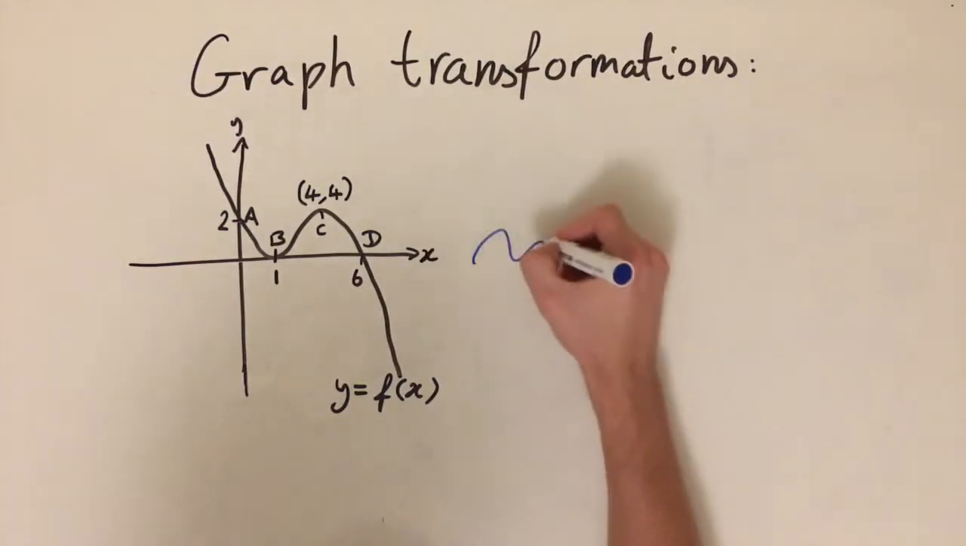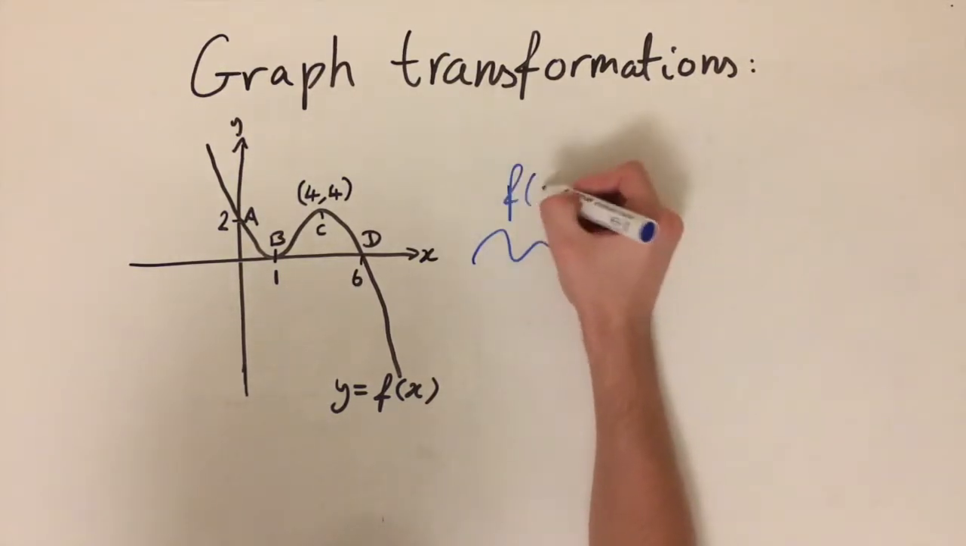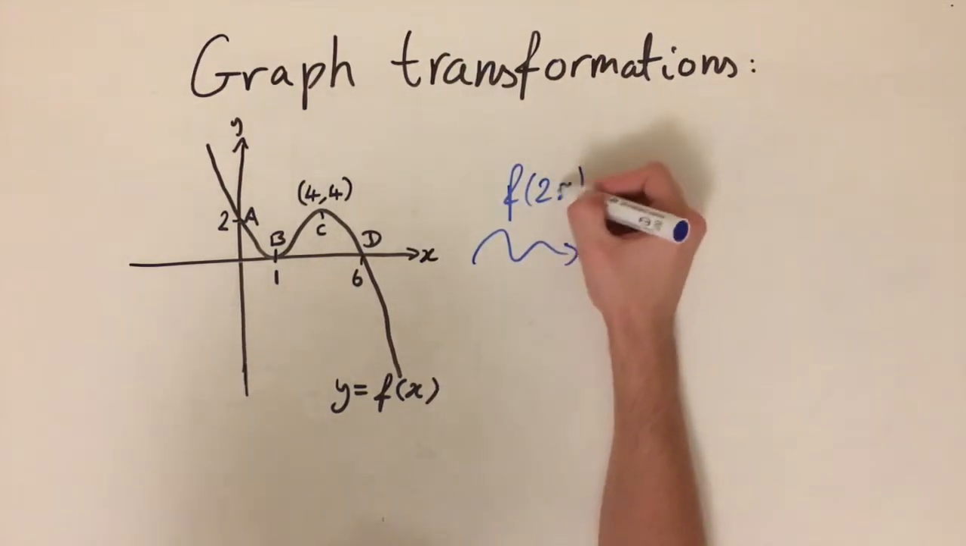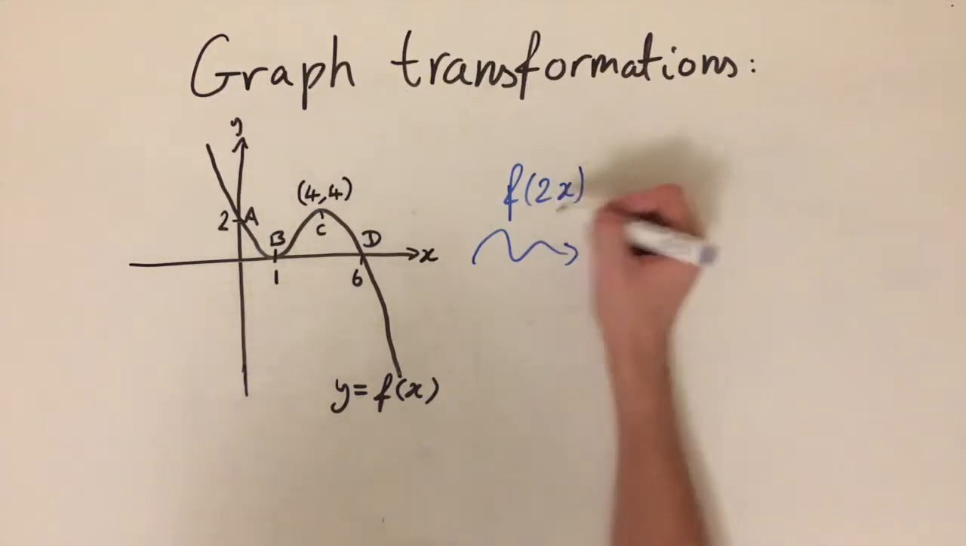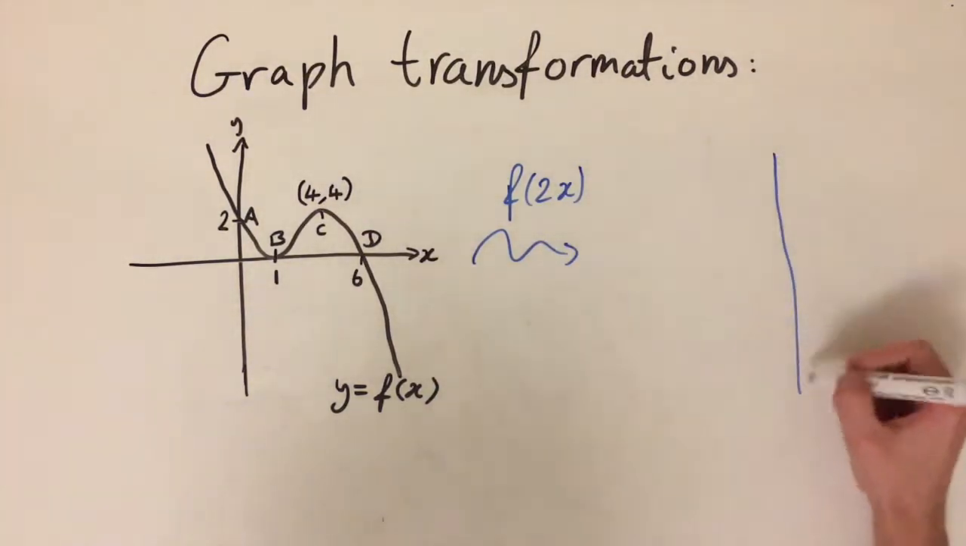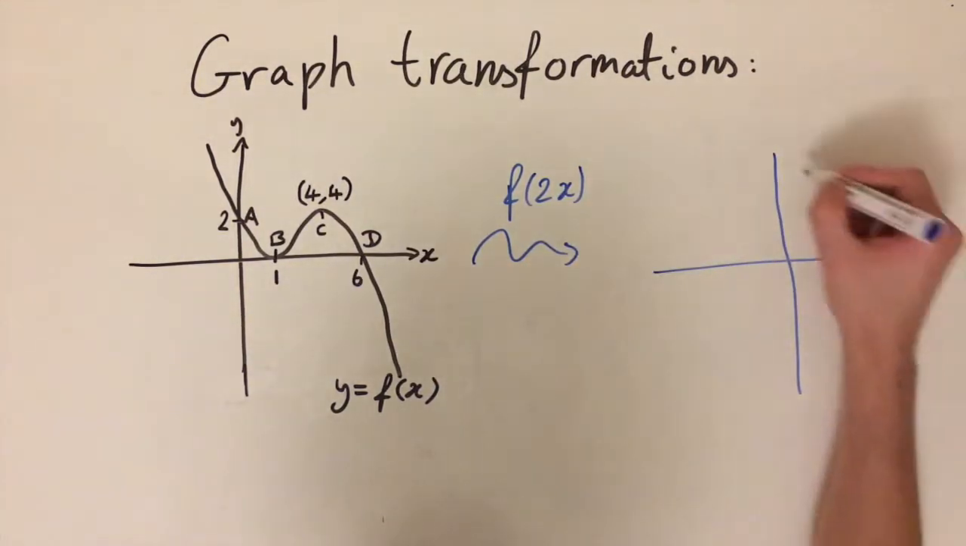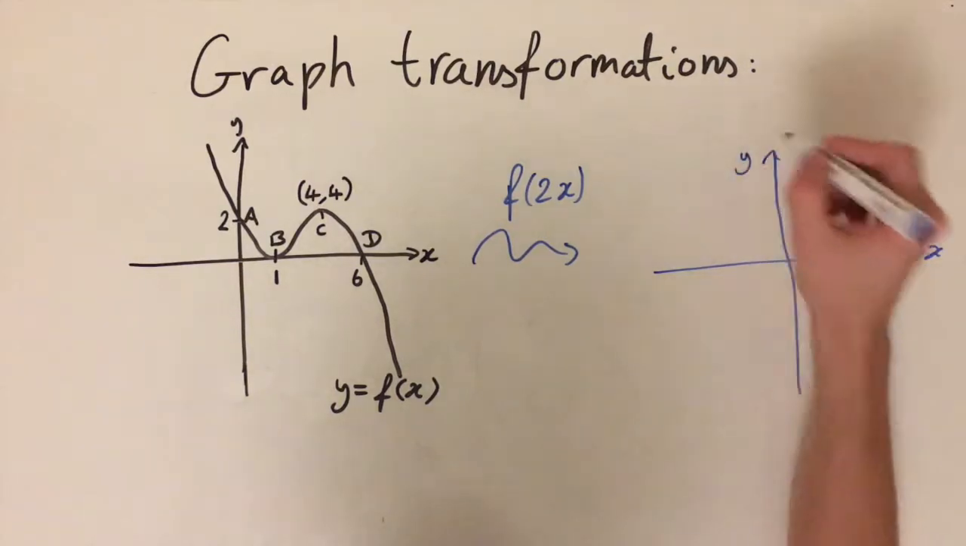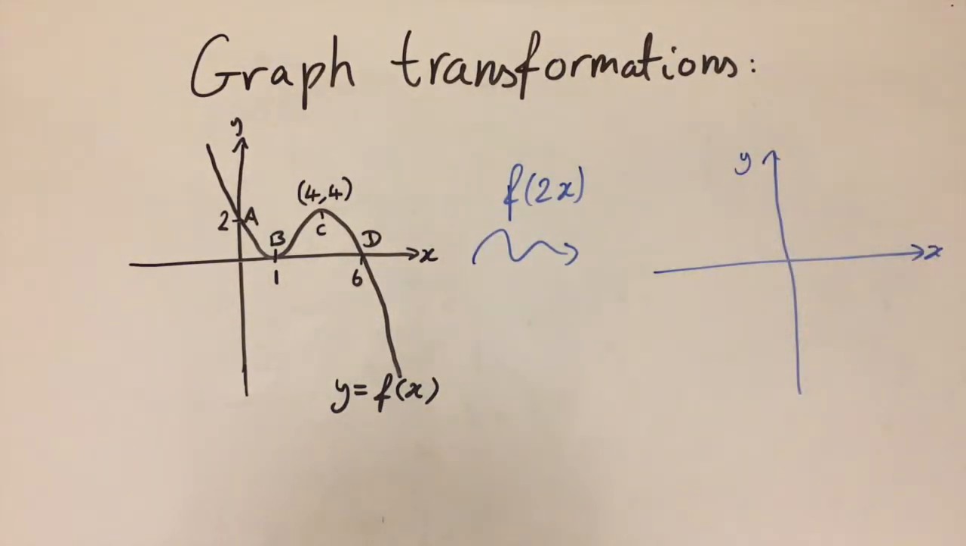For our next transformation, we are going to look at f of 2x. So the 2 is inside the brackets. Let's look at what this looks like. On the x-axis and y-axis, by multiplying the input by a factor of 2, we are squeezing in the horizontal direction, or you can think about it as stretching out by a factor of 1 divided by that constant.